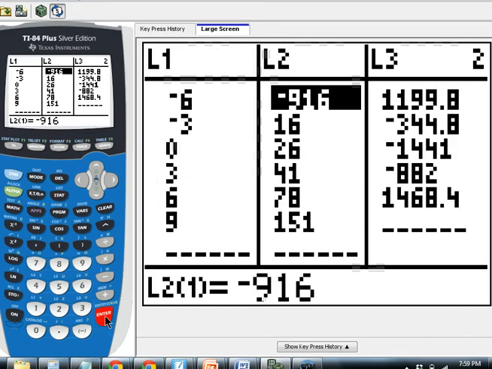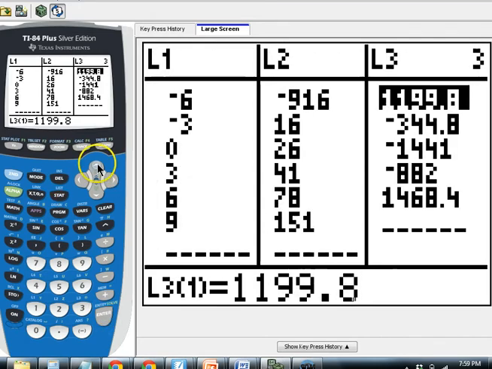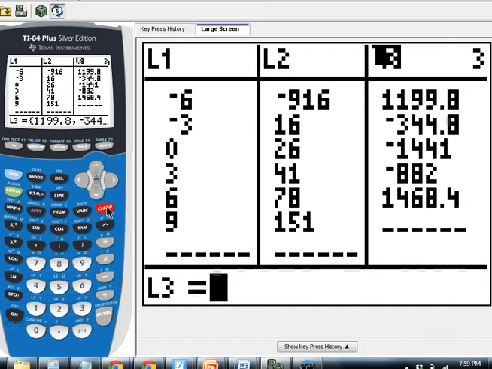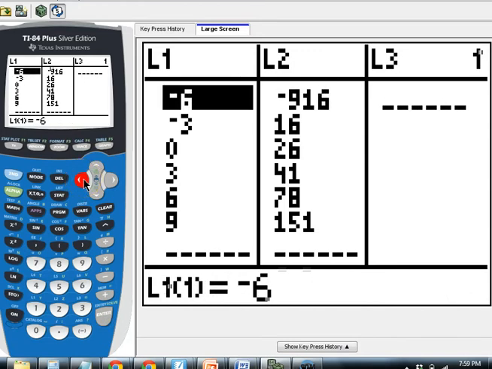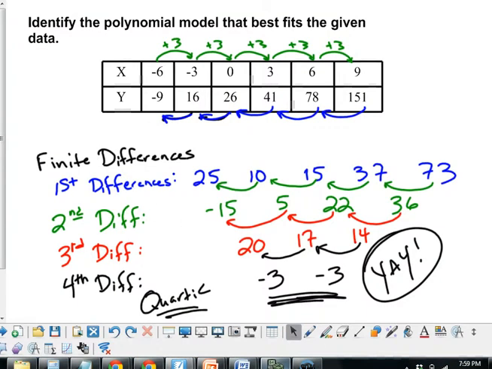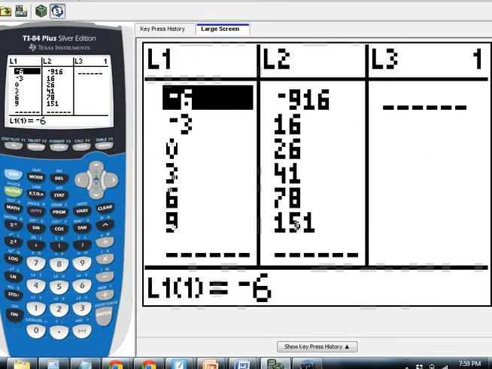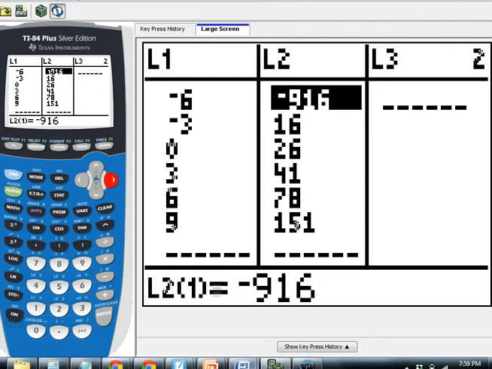Now I've taken a moment here, and I'll just clear this one out to avoid any confusion for you. I've taken a moment here already, and I've entered this data into the list. And if you go back and look at our original data, you can see our x values, -6, -3, 0, 3, 6, 9. I've got those in list 1. And our y values, I need to correct that. That's not -9, 16. It should be just -9. So let me enter that real quickly.